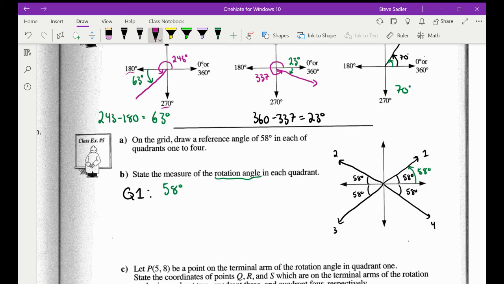Let's look at the rotation angle for quadrant 2. And that is going to be starting with your positive x. You're going to go all the way around to there. So that one's going to be 180 minus 58. And that will give you 122 degrees. Right, because to measure this angle right here, Q2, you want to know how far that is. Well, it's 58 degrees less than 180. Hopefully that makes sense.